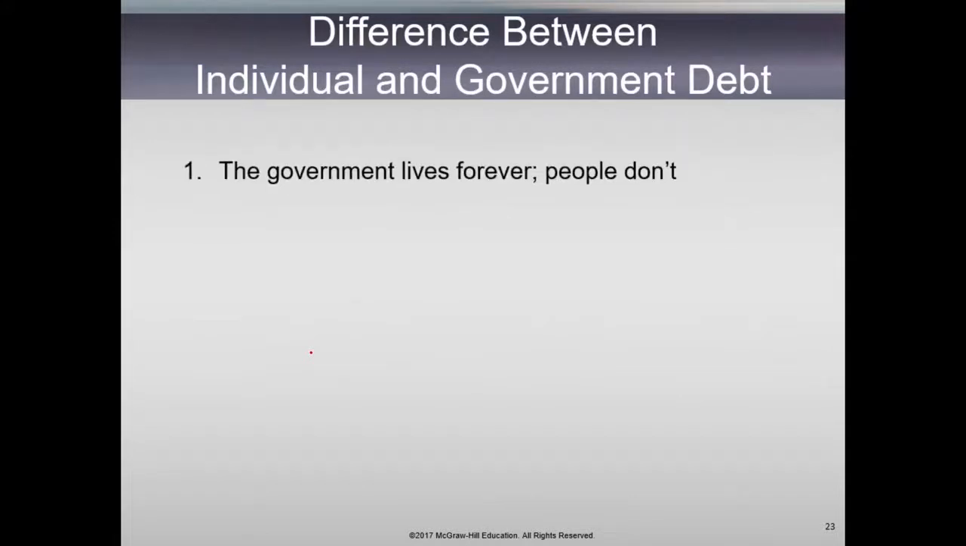So, getting into this, the difference between individual and government debt, what I'd say first is that the government lives forever and people unfortunately do not. So what we say is that the government is what we call a going concern.